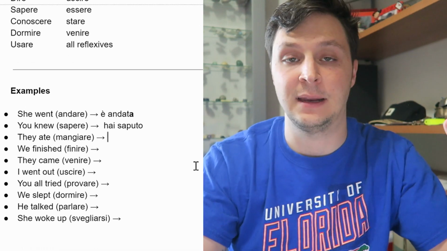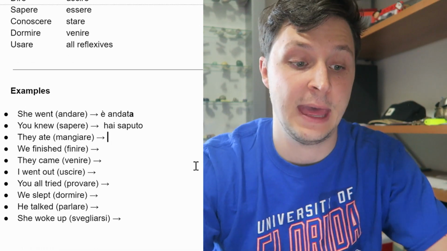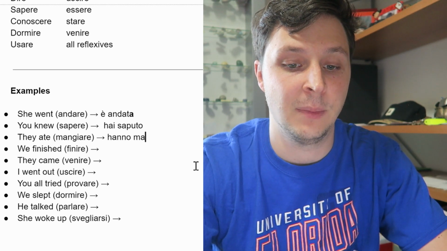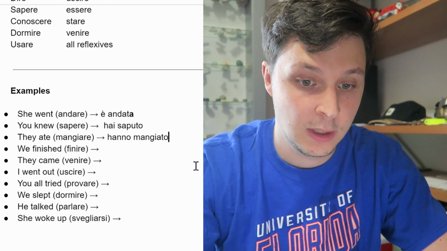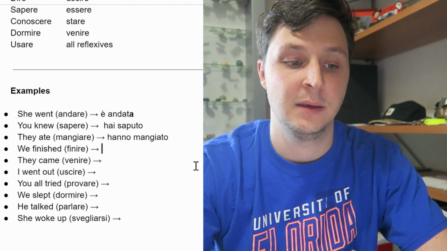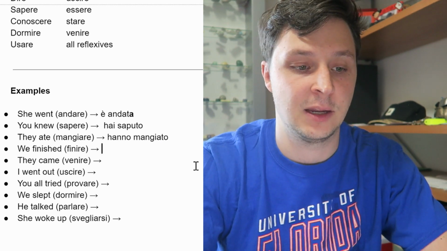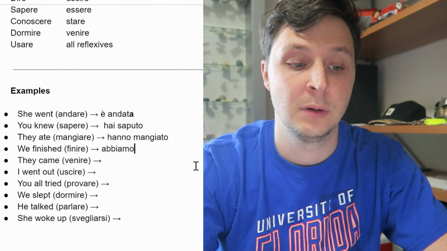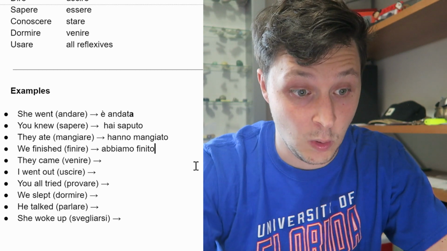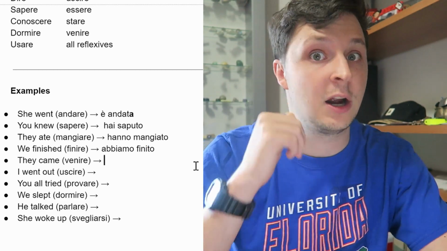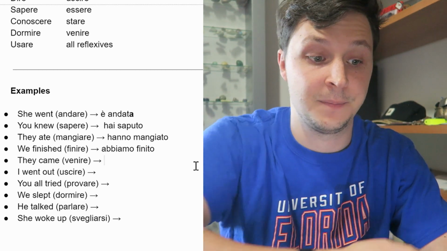What about they ate? Is it avere or essere? Avere. So they, it's going to be hanno. And then mangiare becomes mangiato. What about we finished? So again, it's avere, and it's going to be we. So it's abbiamo, finire, and then finire becomes finito. Abbiamo finito. So you're already learning how to say past tense in Italian.